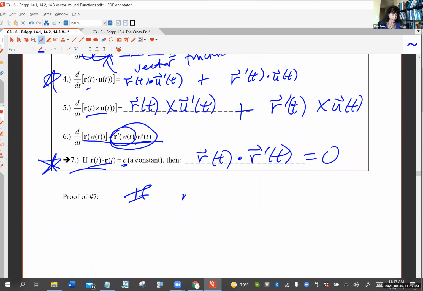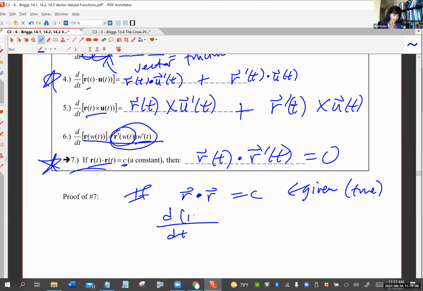So let's say you're given that r dot r is equal to a constant. This is a dot product here. So let's say this is given, like this is already true. You know it to be true. You get that for free. So then, if I take the derivative of the left-hand side, that better equal the derivative of the right-hand side since they are equal.